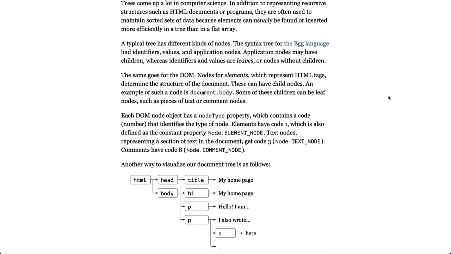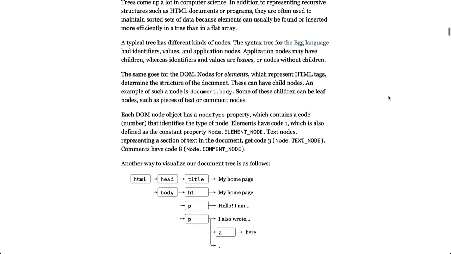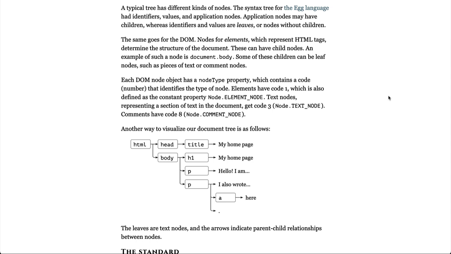Trees come up a lot in computer science. In addition to representing recursive structures such as HTML documents or programs, they're often used to maintain sorted sets of data because elements can usually be found or inserted more efficiently in a tree than in a flat array. A typical tree has different kinds of nodes. The syntax tree for the Egg language has identifiers, values, and application nodes. Application nodes may have children, whereas identifiers and values are leaves, or nodes without children.